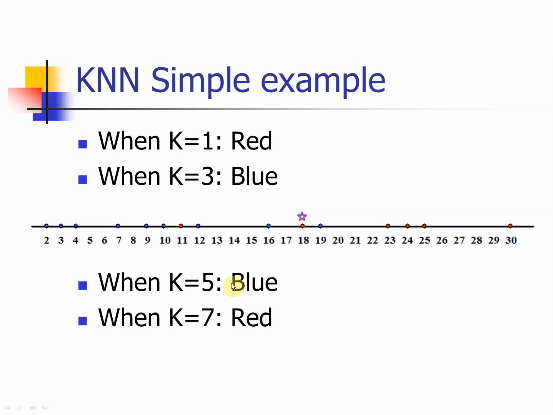Now when k equals 7, it will include 11, 12, 16, 18, 19, 23, and 24, and basically we will predict this as a red sample. So this is how k-nearest neighbor works in the simplest format. One thing you may notice is that we use odd numbers for k simply because we want to do some voting, and if you use even numbers, then you may have a tie situation, and that may not be ideal. So usually when we do k-nearest neighbors, we use odd numbers for k to help us make our predictions.